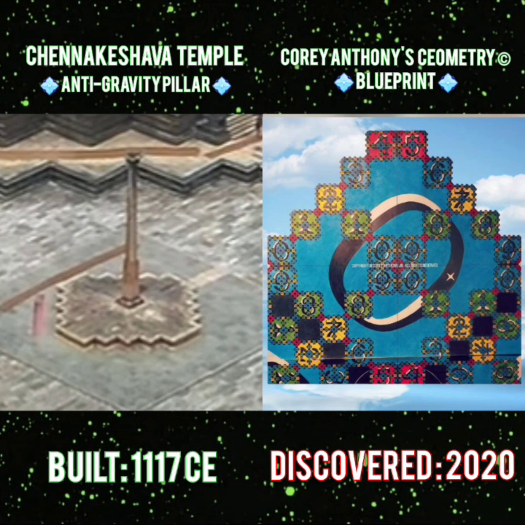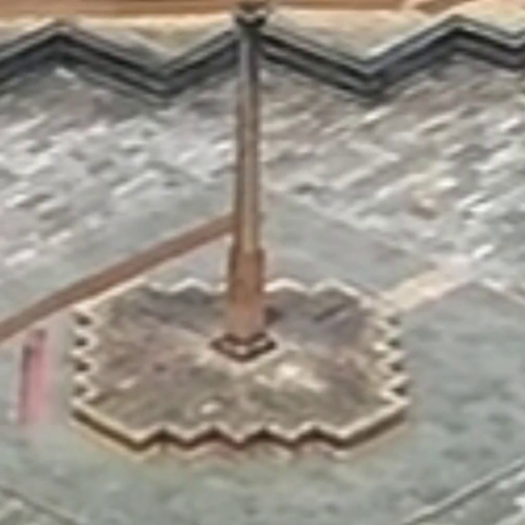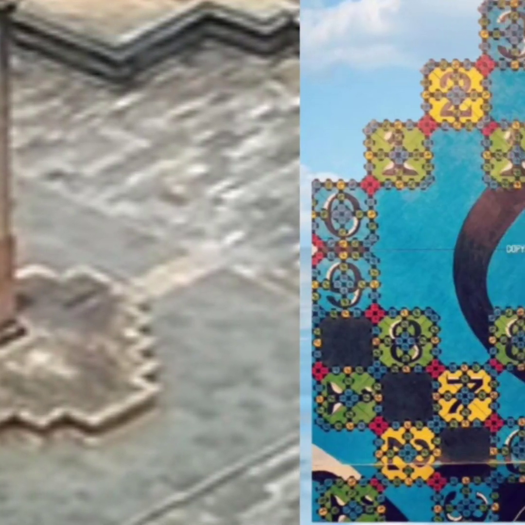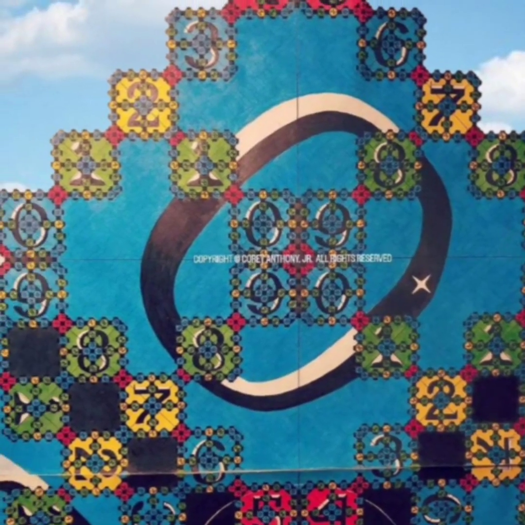Even more so, you have something called the anti-gravity pillar that is also found on the architectural blueprint of the Chennakeshava temple. This anti-gravity pillar, upon you paying attention to the geometry of it, is exactly that of my work. And I can show my work right here.